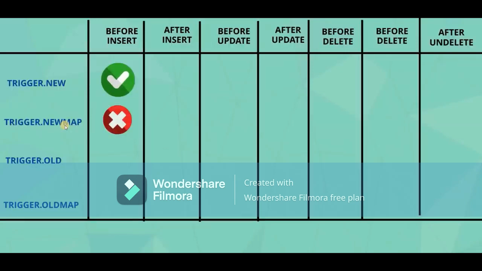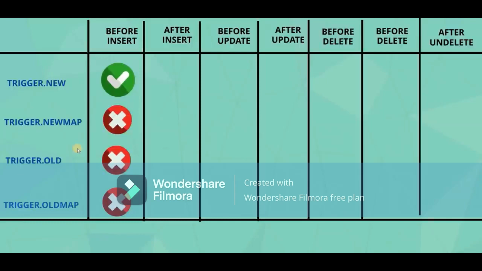Now Trigger.old or oldMap. If there is any existing value of that particular record, only then Trigger.old or oldMap is available. So before insert will not have any existing values. Hence, old and oldMap are not at all available in before insert. I hope this is clear for you.